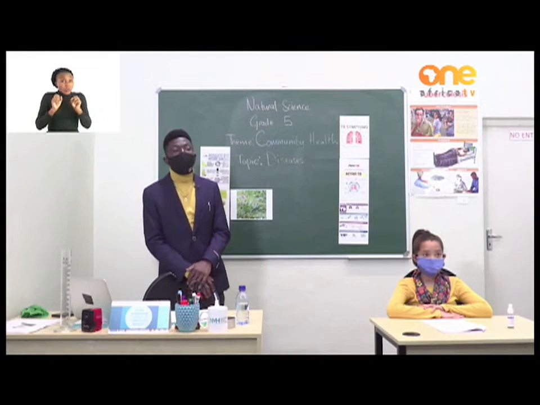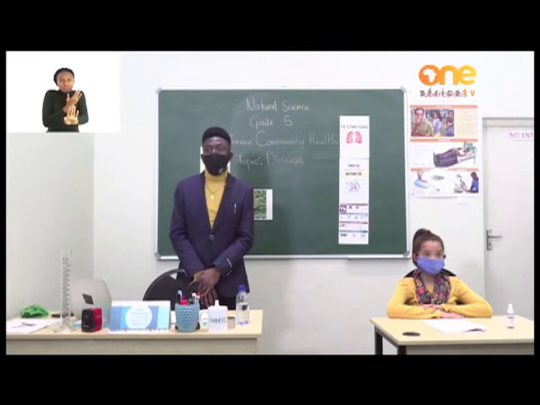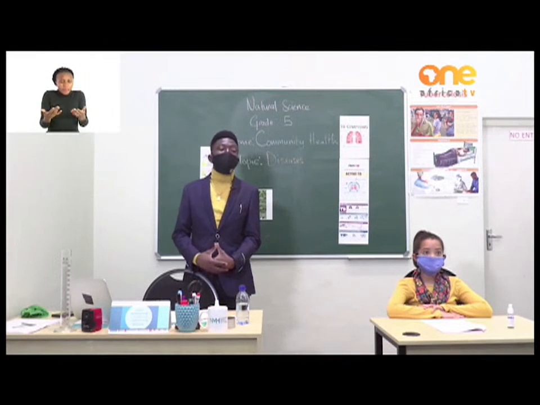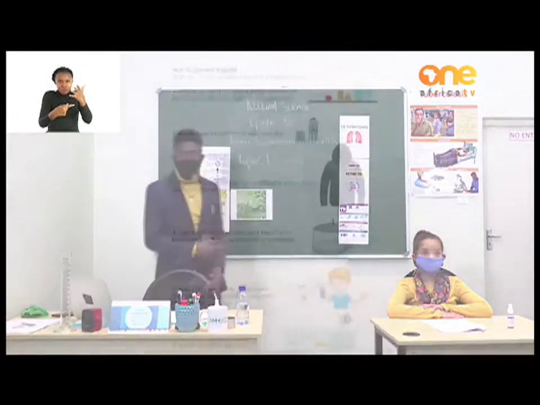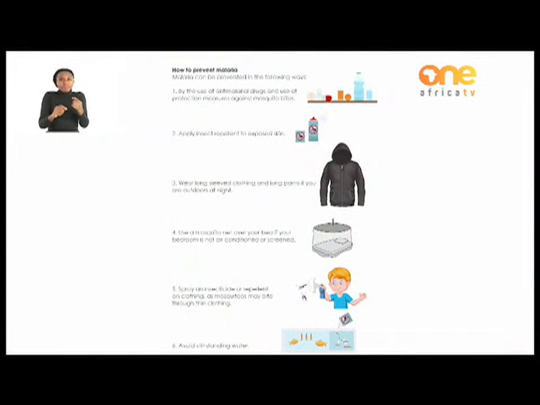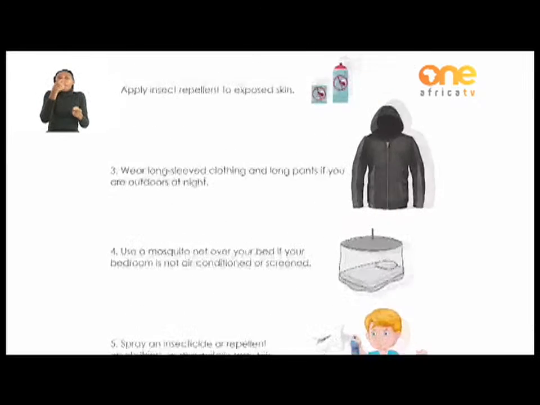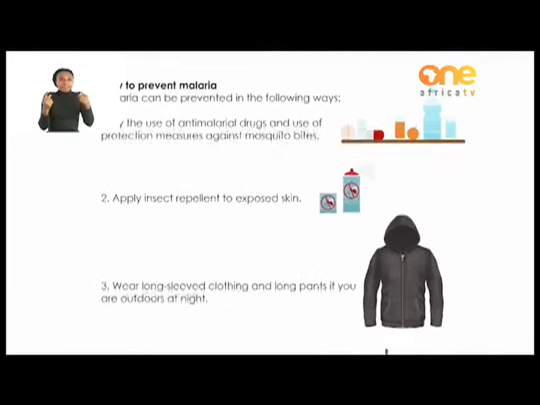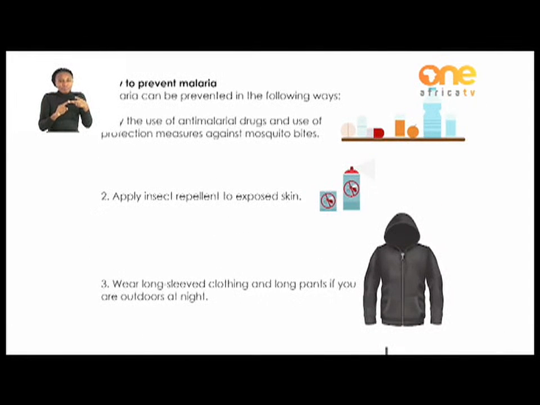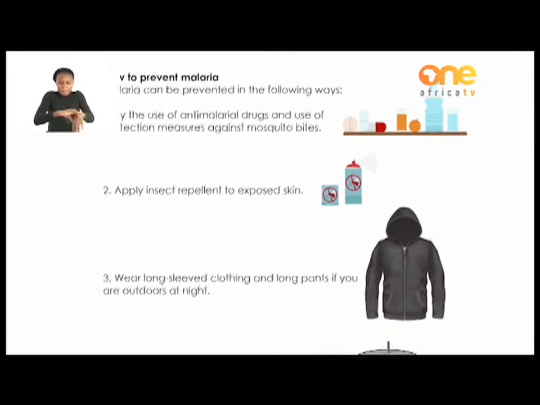Right. How do we avoid getting malaria? Let us look at the prevention measures that we can look at. How to prevent malaria? Malaria can be prevented in the following ways. The first one could be by the use of anti-malarial drugs and the use of protection measures against mosquito bites. Second one could be you should apply insect repellent to exposed skin. A third one, you should wear long-sleeved clothing and long pants if you are outdoors at night.